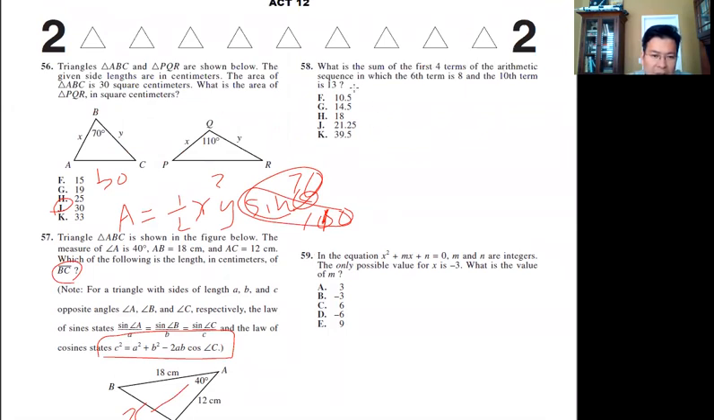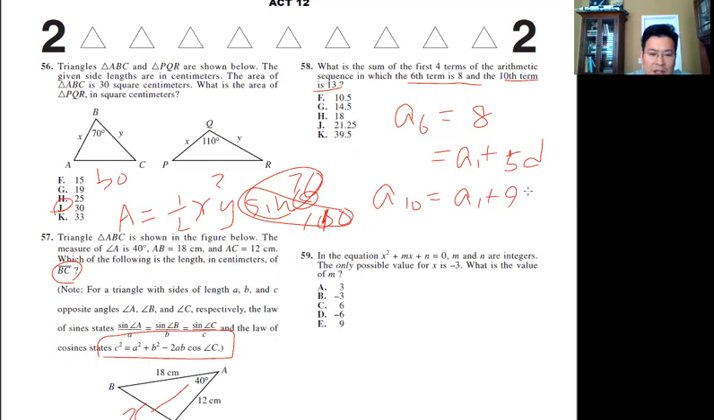Sum of 4 terms, arithmetic sequence. 6th term is 8 and 10th term is 13. So A6 is 8, but A6 means A1 plus 5D, that is 8. And the 10th term, A10, is A1 plus 9D, that is 13. If you subtract, A1 goes away, 4D equals 5. Oops. D equals 5/4.